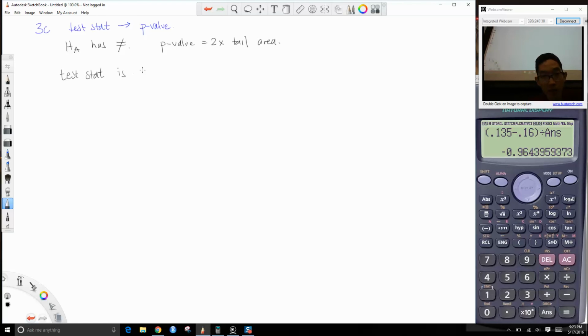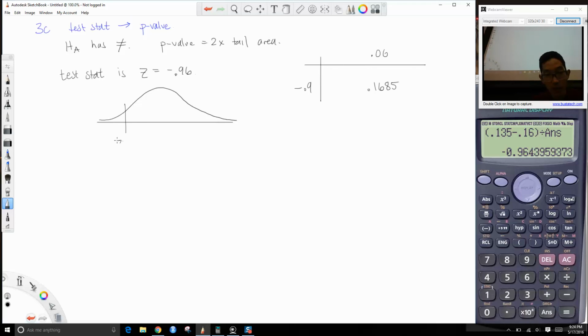Test statistic is Z equal to negative 0.96, okay? So we go to our Z table so that we find the area to the left. If I go to negative 0.9 and 0.06, what is the area here? 0.1685, which is on the left, which is what we want. So this is my tail area when Z is negative 0.96, the area to the left here.